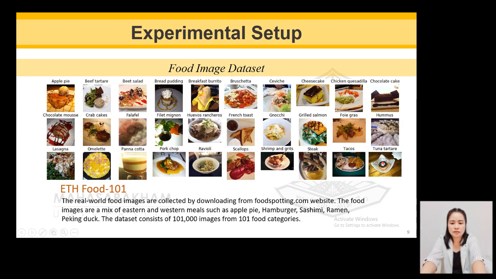In this research, we focus on experimenting with the benchmark food image dataset, namely the Food101 dataset. This dataset contains 101,000 real-world color images of 101 food categories. It consists of 75,750 training images and 25,250 test images.